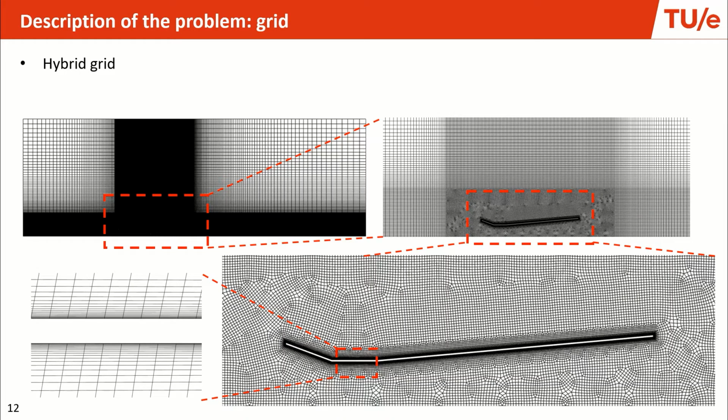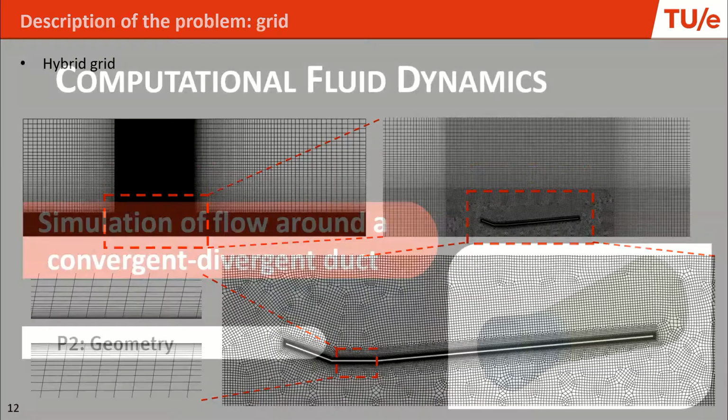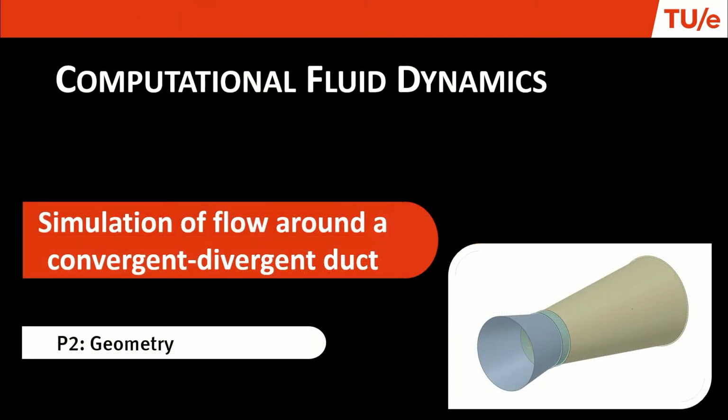We're going to create a hybrid grid, so structured grid in the surrounding domain and unstructured grid with boundary layer grid along the duct walls in the duct region, with local refinement in that region. Here you see the different regions of the domain, so the whole domain, the structured part and unstructured part, and then the duct wall with local refinement and the boundary layer grid along the duct wall. After the introduction, we will start with the details of the geometry creation.